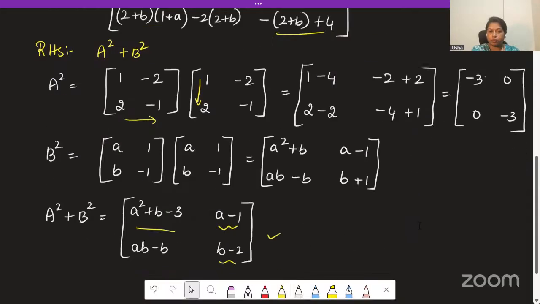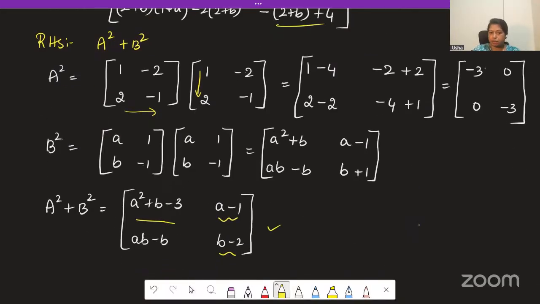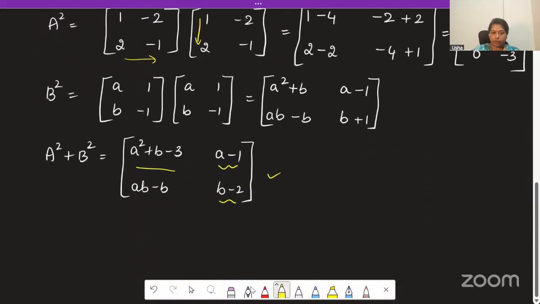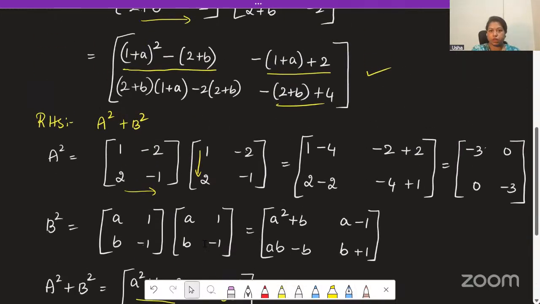Okay. First row, second element is a minus 1. Here, first row, second element is this, minus 1 plus a plus 2. I will equate that. Okay. So a minus 1 is equal to minus of 1 plus a plus 2.